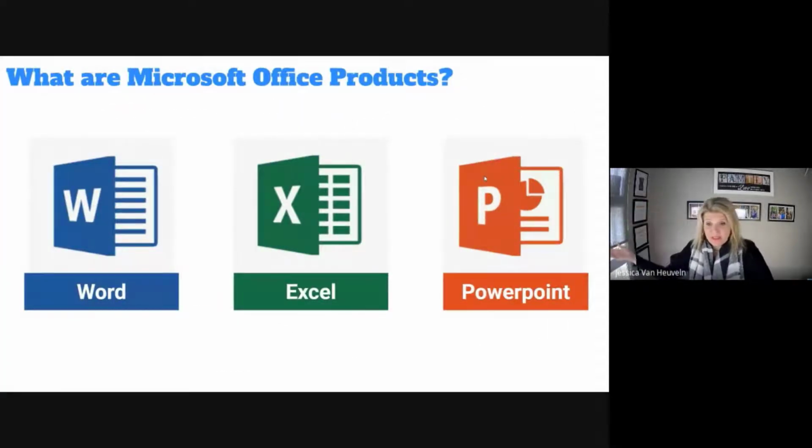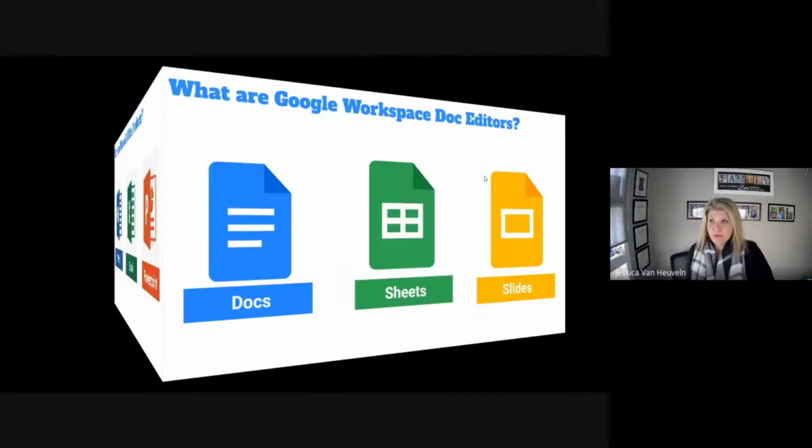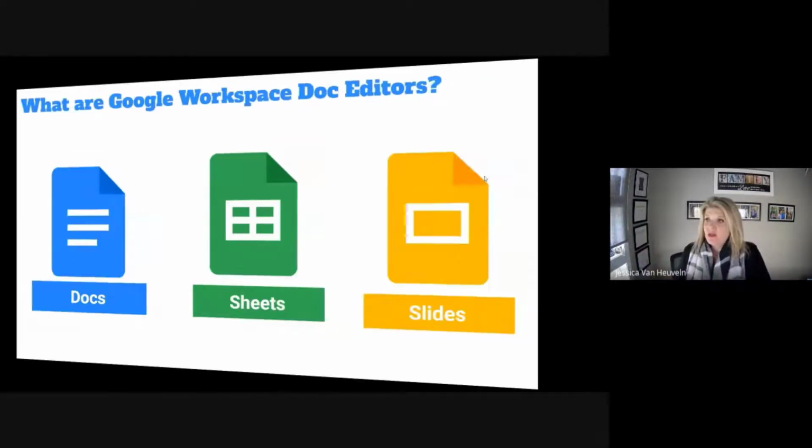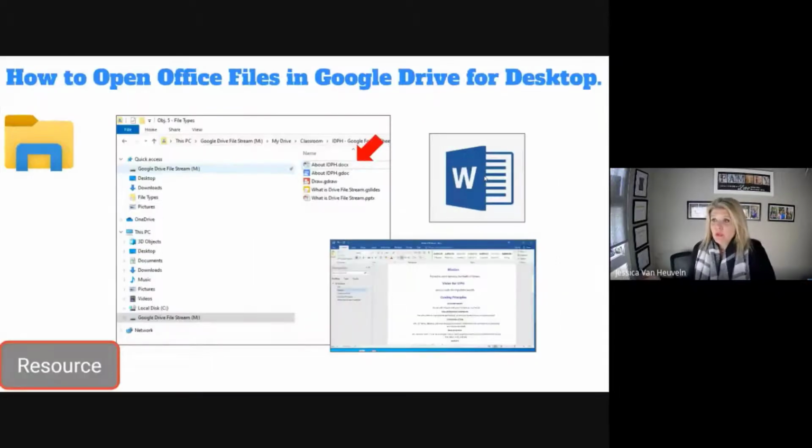So we've already seen this slide before. What is Microsoft? We know what those are: Word, Excel, PowerPoint. We know what Google Docs editors are, right? We've talked about this in the immediate: Docs, Sheets, Slides. Same colors, look at the logos, repeat. So when you have an Office file in Google Drive stored in the cloud, we know we can access that same Microsoft Word file either through Chrome or File Explorer.